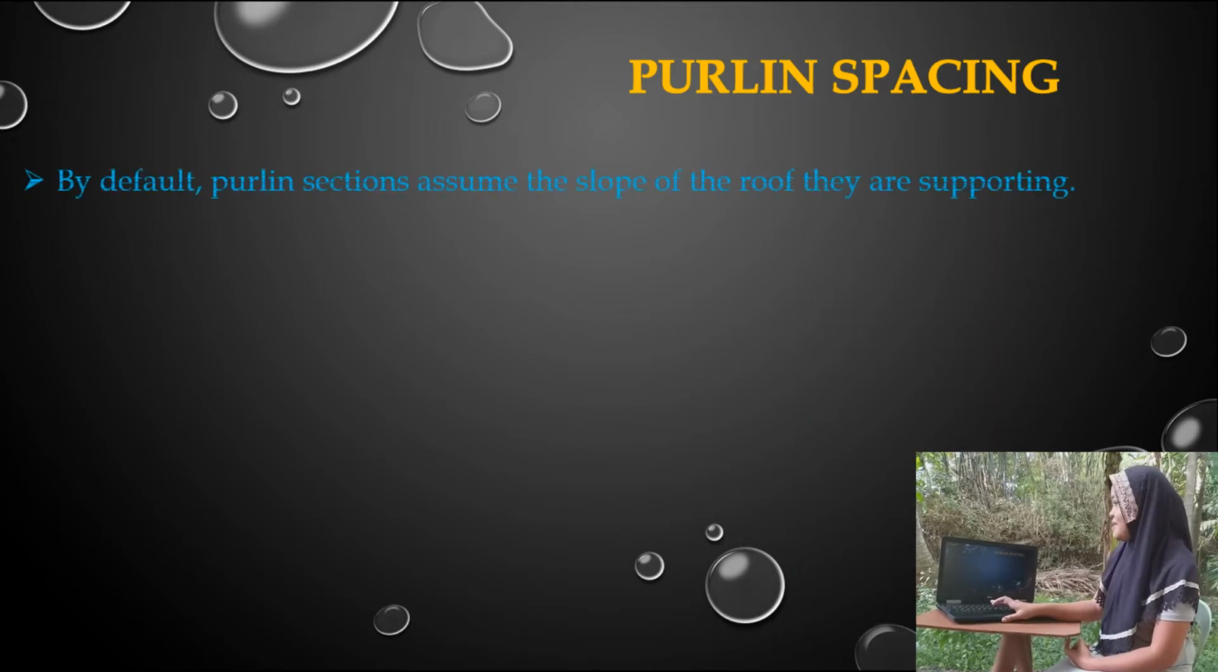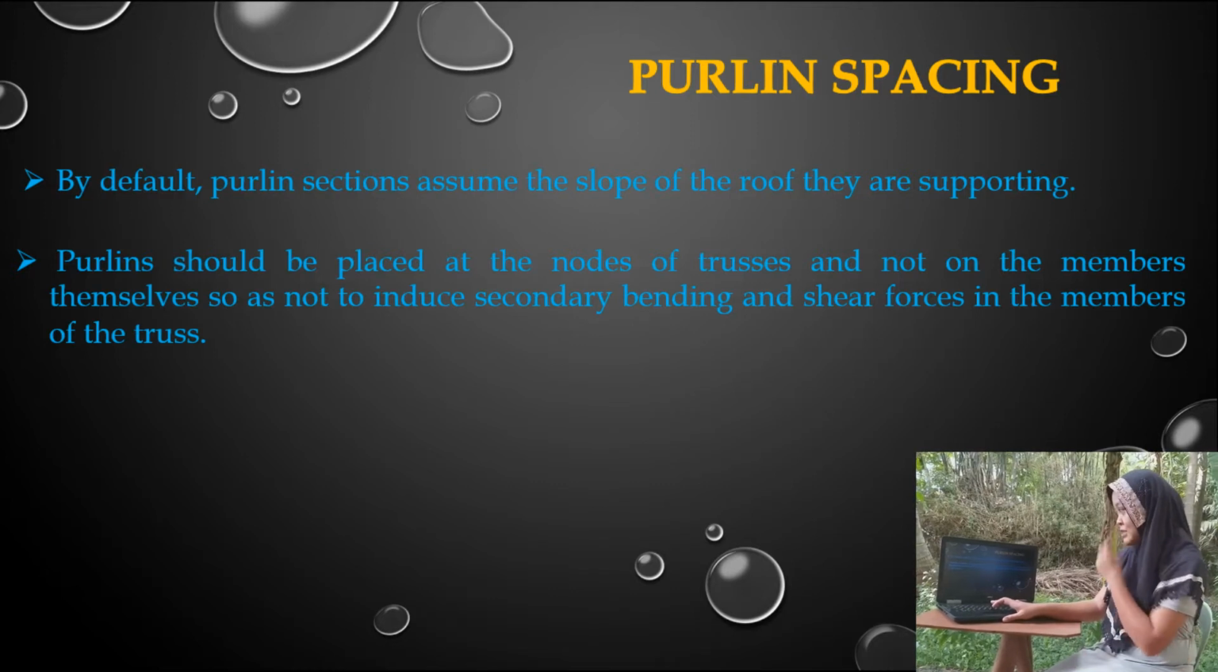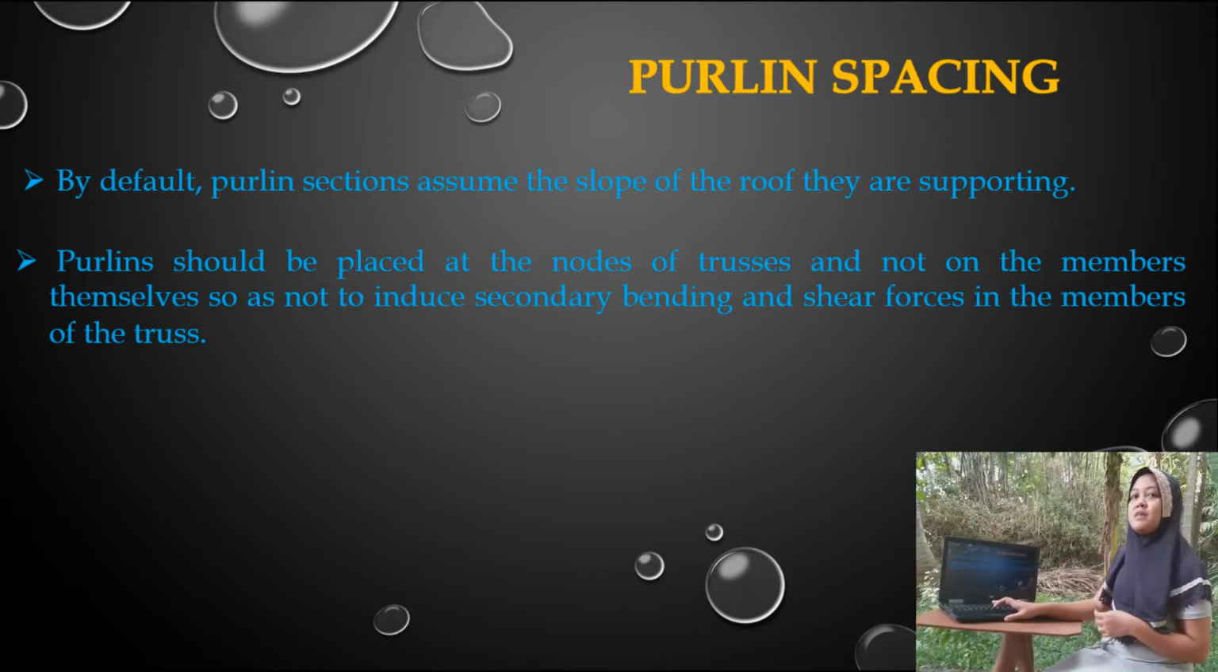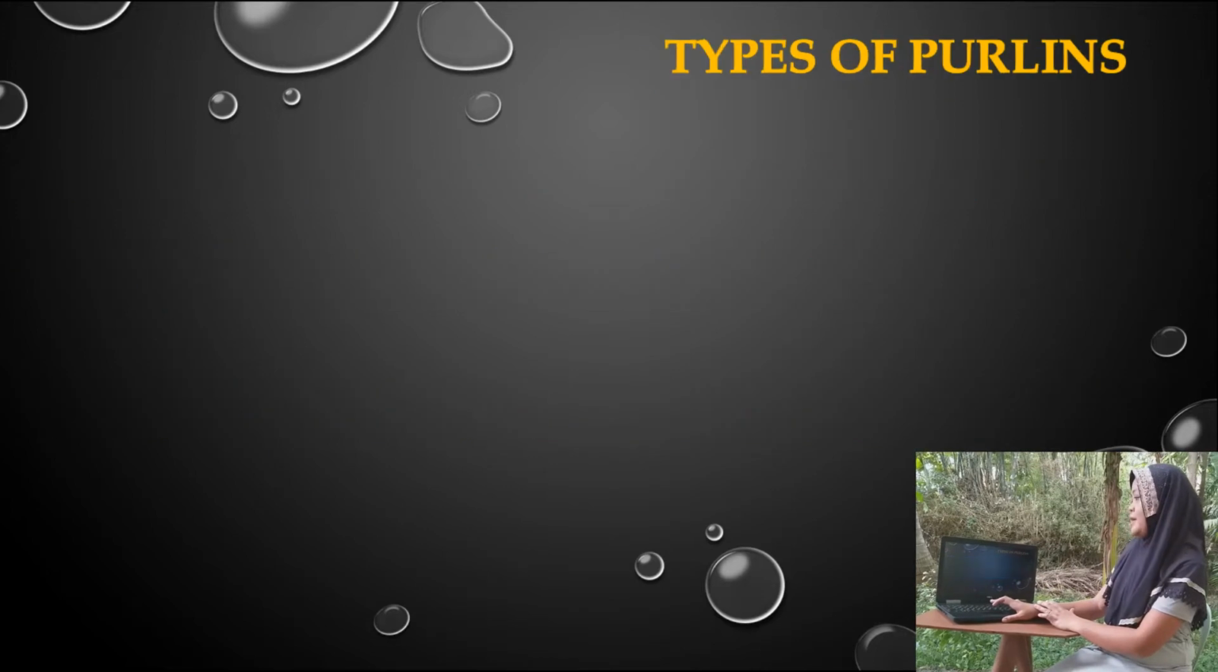So the purlin spacings, unang-una by default, purlin sections assume na yung slope of the roof they are supporting. And then pangalawa, purlins should be placed at the nodes of trusses and not on the members themselves so as not to induce secondary bending and shear force in the members of the truss. So that's why we need to check the bending moment of the actual and then the allowable mamaya later on. So engineering determines the optimal spacing between the purlins. So the heavier syempre the expected load natin, yung actual, is the shorter the distance between the purlins.